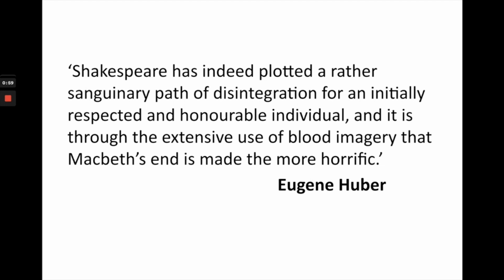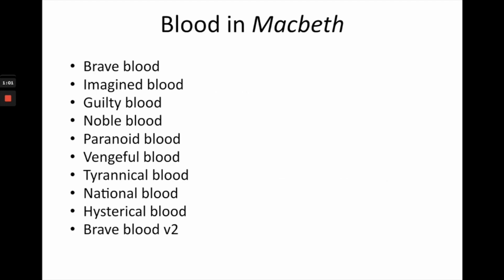are explored. We're going to look at 10 references to blood in the play. They could all symbolise different things, so for the sake of encouraging debate, I've pre-modified them all using a different adjective. So we're going to look at brave blood, imagined blood, guilty blood, noble blood, paranoid blood, vengeful blood, tyrannical blood, national blood, hysterical blood, and brave blood, version 2. Who knew there were so many different types of blood?